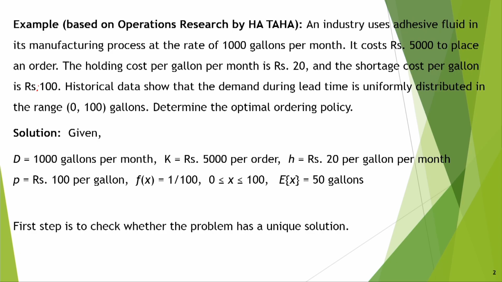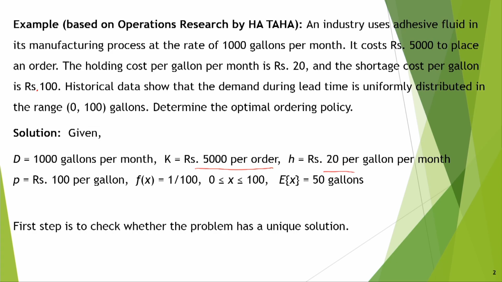The given data is that D means demand in a specified period, let us say taking the origin of 1 month, is 1000 gallons, and K, the setup cost or ordering cost, is rupees 5000 per month. So if you want to place one order, you have to pay 5000 rupees. H, the holding cost, is rupees 20 per gallon per month. For 1 gallon, 20 rupees in 1 month.